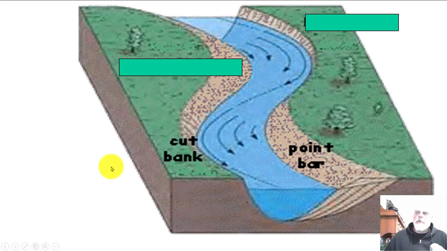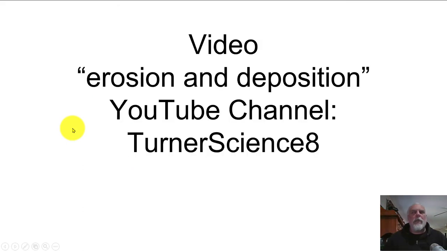All right, this part's important. Here you see a creek, and it's a meandering creek, so you can see the bends in it. And the meandering creek is formed by weathering, erosion, and deposition. Here's a clip called Erosion and Deposition.